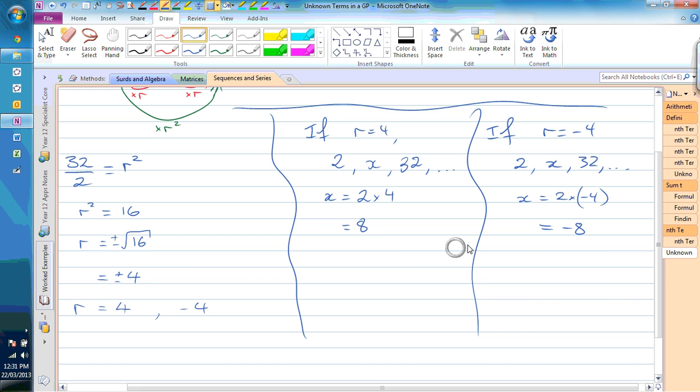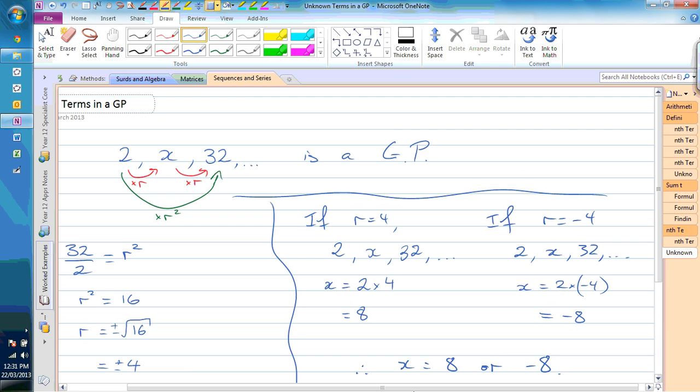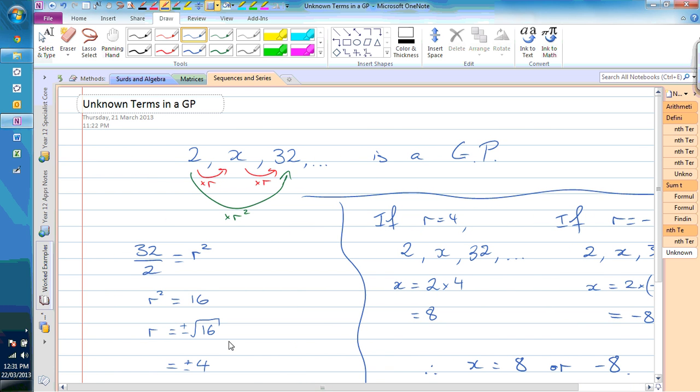so for this question, you have to give both of these answers as possibilities. So we could say at the end here, therefore, x equals 8 or negative 8. So that's how we find an unknown term in a geometric progression.